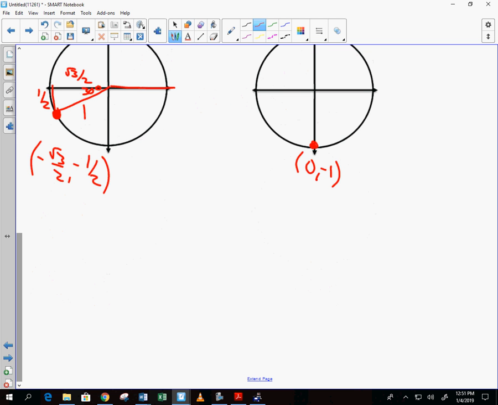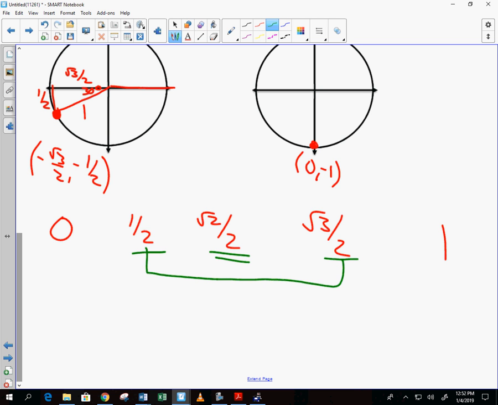I'll end with this. You came up with these values: 0, 1/2, root of 2 over 2, root of 3 over 2, and 1. Those are all the values you came up with. Did you notice that the root of 2 over 2 got paired with itself? Did you notice that these two always got paired with each other? And that's how it will always be in the unit circle. They will always pair together like that. Some will be positive, some will be negative, but these will always pair together.